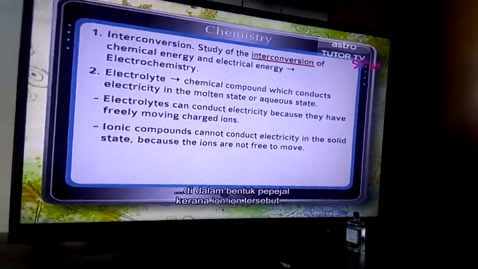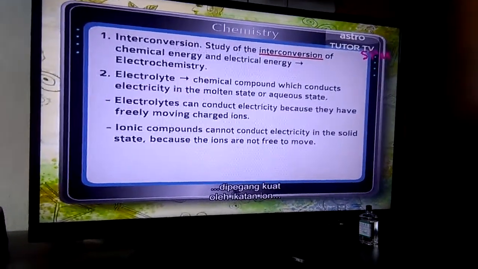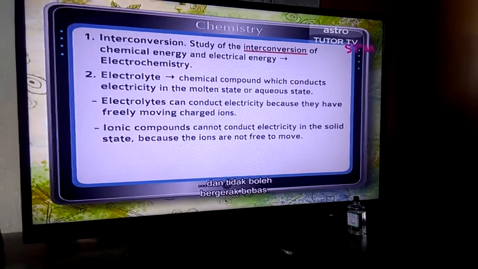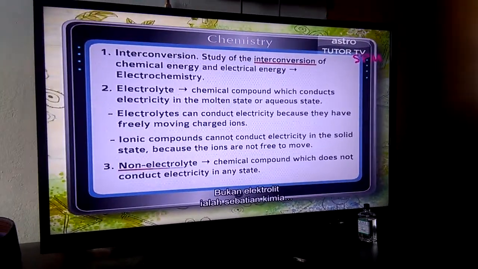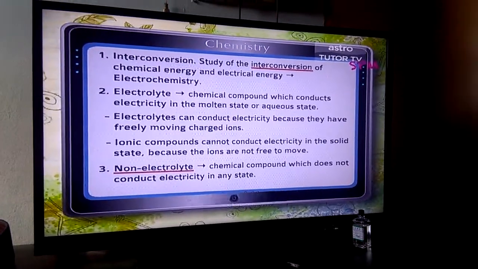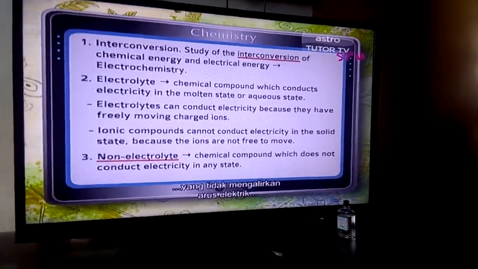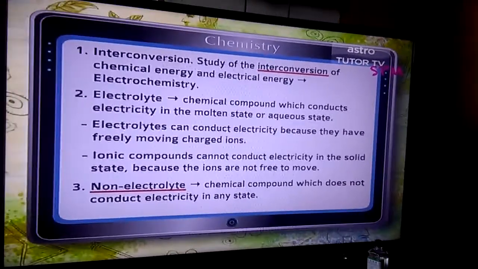solid state because the ions are held together by strong ionic bonds and are not free to move. Next, 3. Non-electrolyte is a chemical compound which does not conduct electricity in any state.